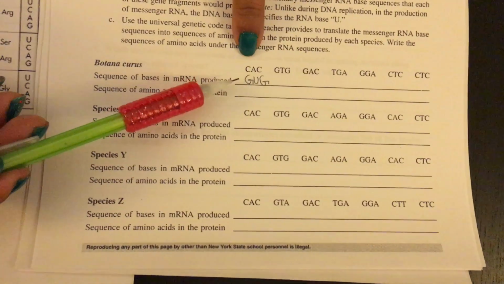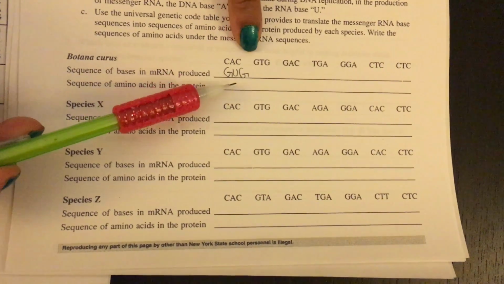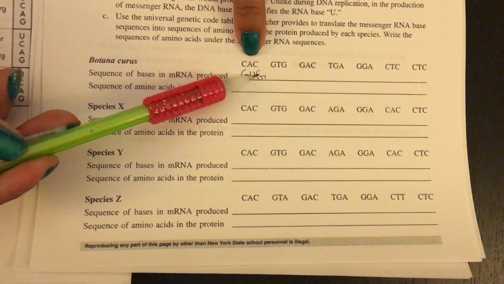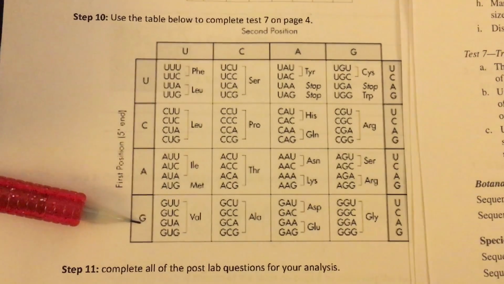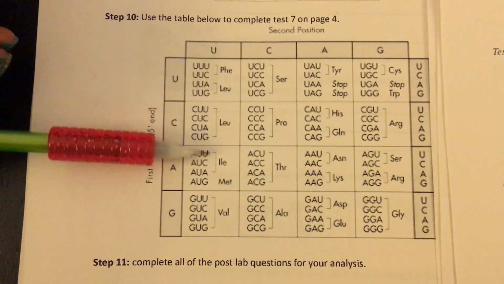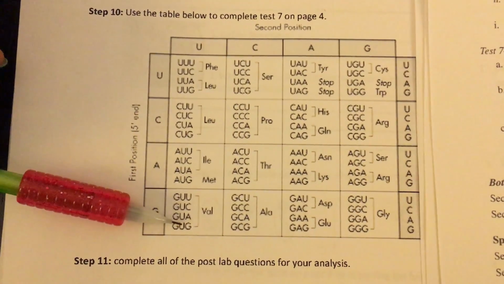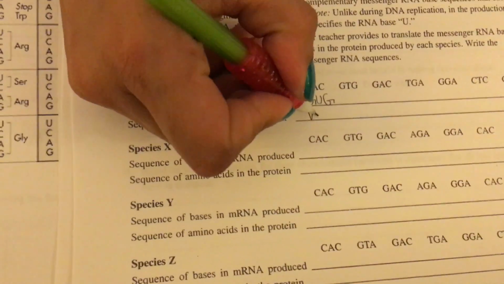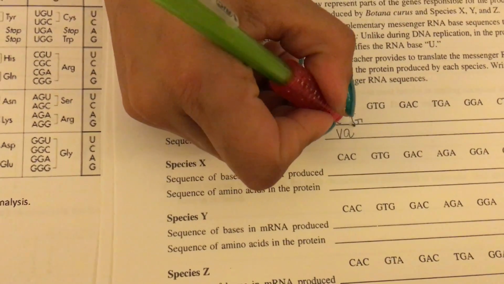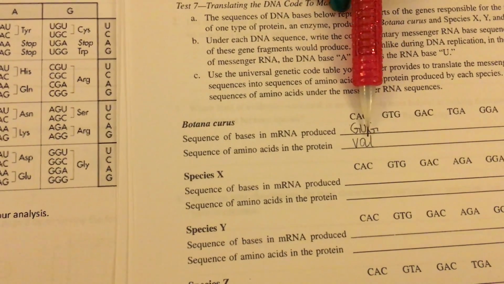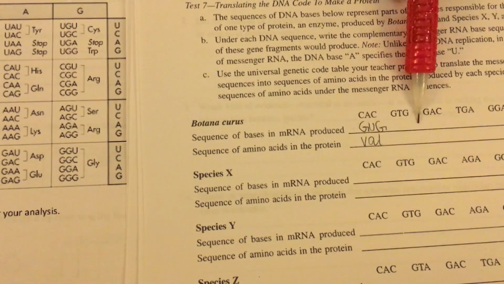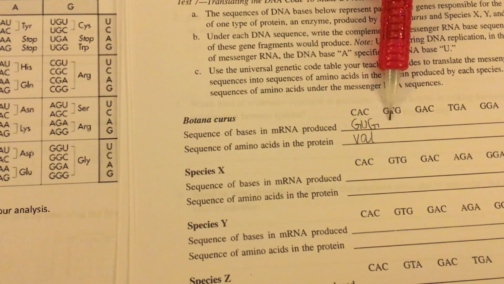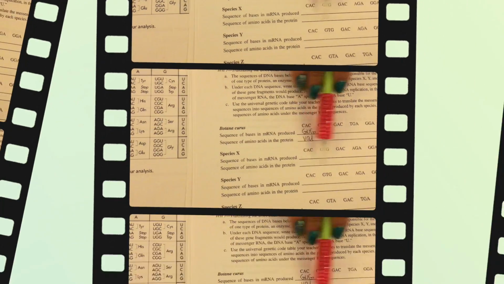So the first segment that I have over here, the first codon, is GUG. I will use my chart to find that. G is the first letter, U is the second letter, so it must be here. GUG codes for the amino acid val, so I will put VAL. I will complete this for the entire row, using the mRNA sequence, not the DNA sequence, but the mRNA sequence, for all of them.